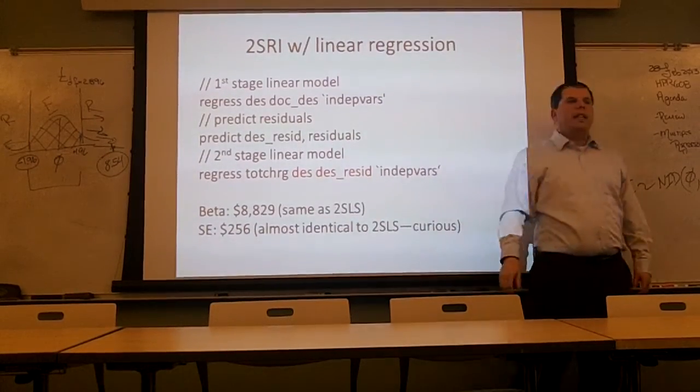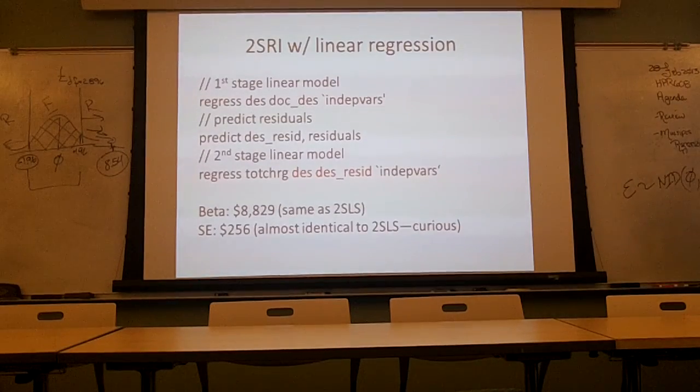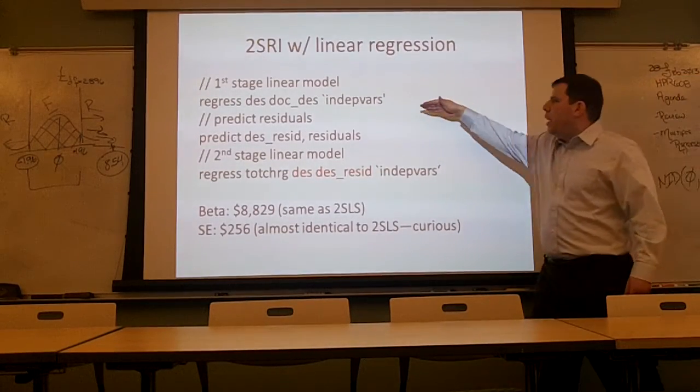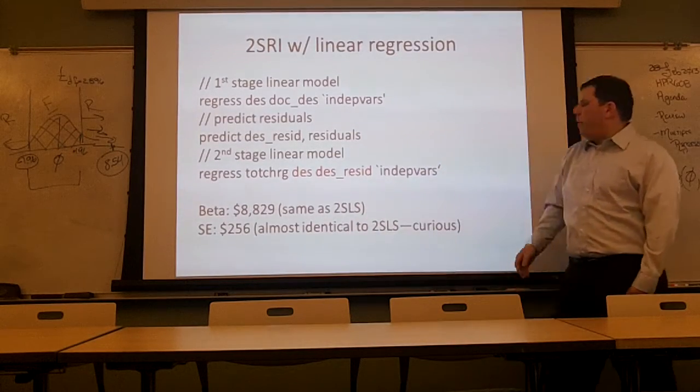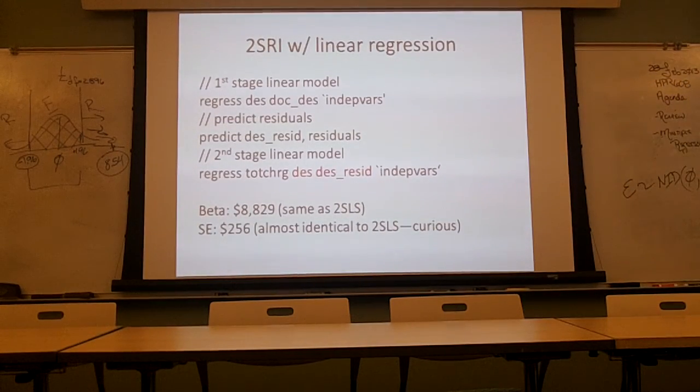Well, goddamn if we didn't get exactly the same answer we got with two stage least squares, because we did two linear models in the same stage. 8830 is our estimate, and for whatever reason, the standard errors are almost the same. I'm not sure if that's a feature or coincidence specific to linear models. I don't know, but that's linear regression.